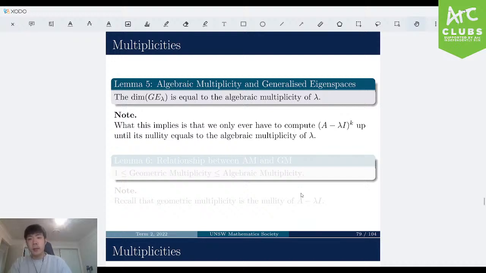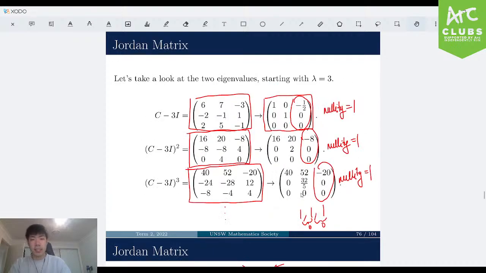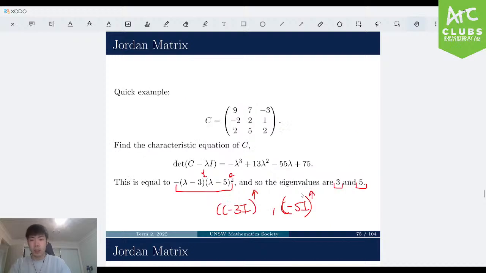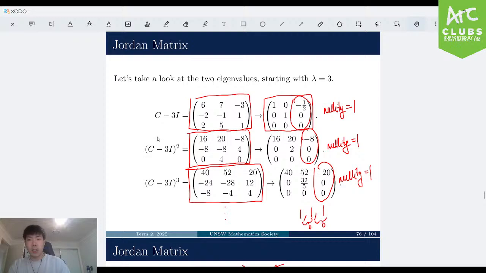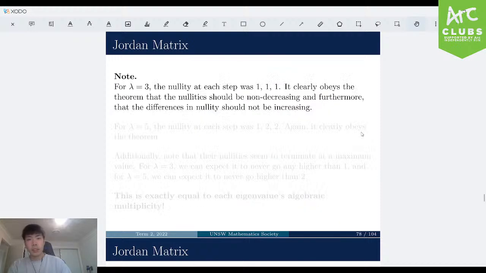And what this implies is that we only ever have to compute A minus lambda I to the power of k up until its nullity is exactly equal to the algebraic multiplicity of lambda, which is exactly what we did here. Once the nullity has hit 1, which is equal to the algebraic multiplicity of 3, we no longer have to calculate any of this, because we already know it will terminate. Similarly, for lambda equals 5, we didn't have to compute the power of 3, because by the time we got to the power of 2, the nullity was already equal to 2, which is the algebraic multiplicity of 5. Okay? So that's essentially what this lemma is saying.